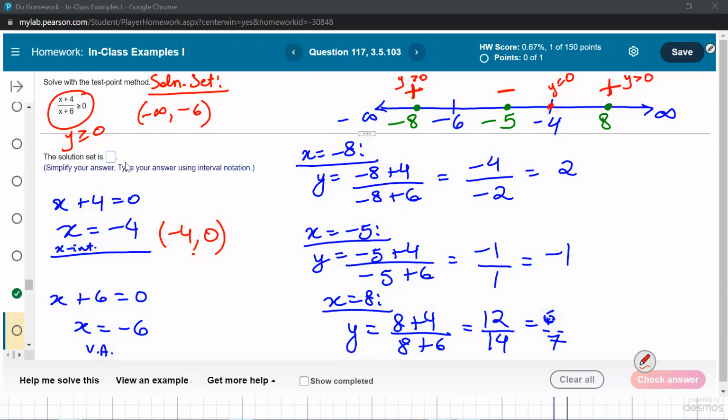-6 to -4, y values are negative, so we can't really use that. So union, how do I write that last interval? So bracket -4. Yeah, because you are including -4, we must put a bracket at -4. And then we'll go all the way to positive infinity.